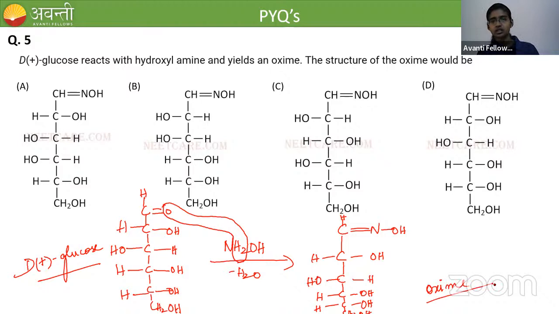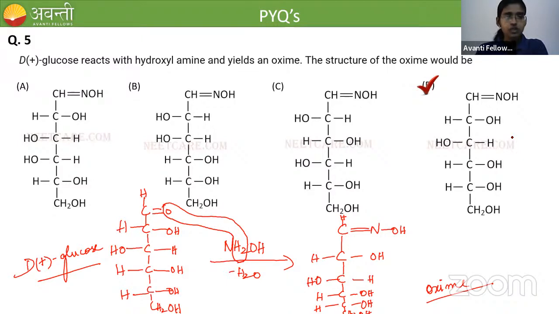So which option is it present in? We have to look for the position of OH and H attached to the carbon, that is from carbon number 2 till carbon number 5. The other parts you can see, the oxime part remains the same, only the representation differs. So option D is the correct structure. The structure of the oxime is option D. So you should know how to draw the structure of glucose, then only you can answer this question.